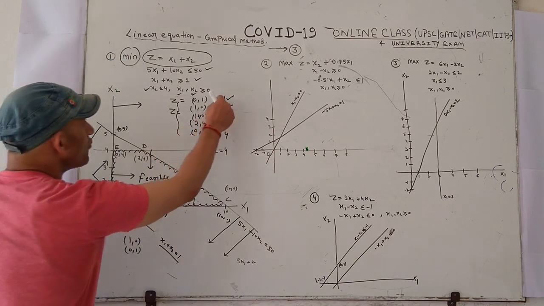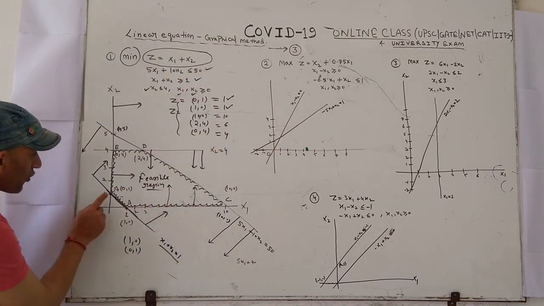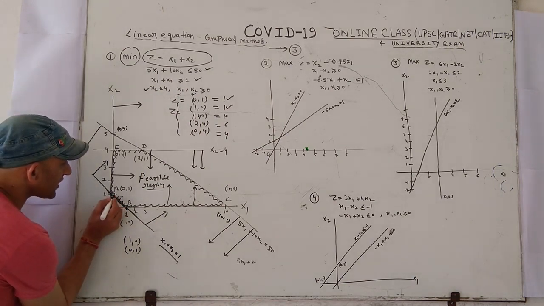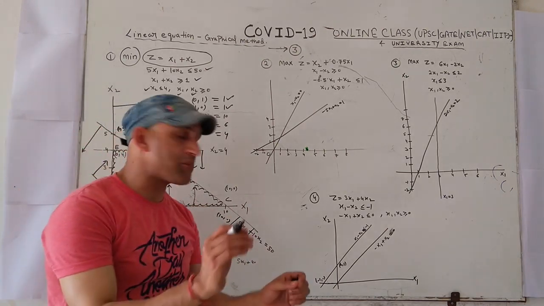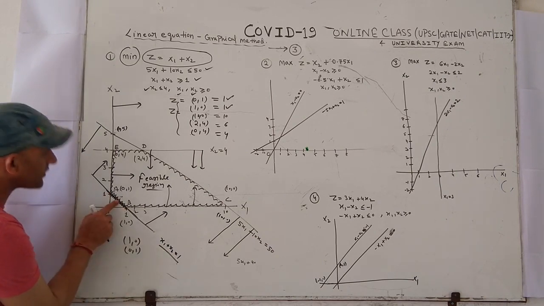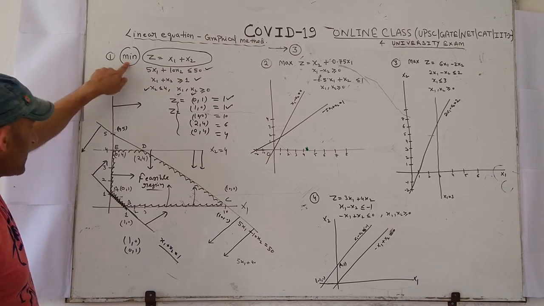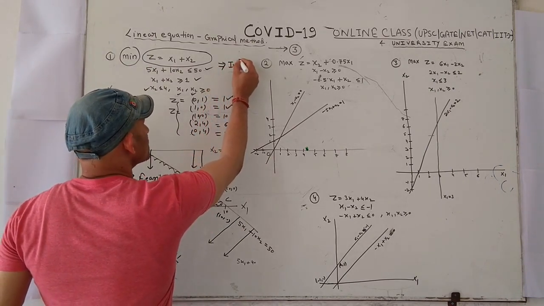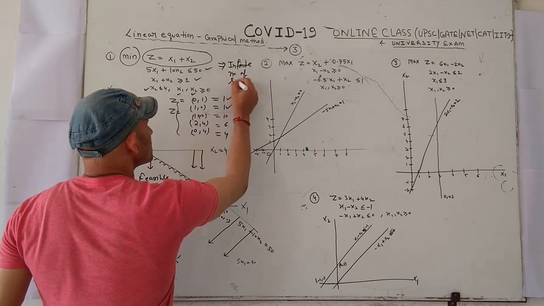So there are more than 2 points satisfying our condition. It implies that these 2 points are on this line. So it implies that there are infinite number of points on this line, x1 plus x2 is equal to 1. It is satisfying z is equal to x1 plus x2 for minimum. It implies that it has infinite number of solutions. Okay.